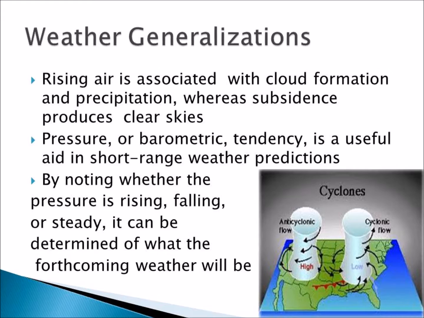Weather generalizations. Meteorologists determine that with a low or cyclone, they have converging surface winds and rising air, which result in cloudy conditions. And highs or anticyclones typically have diverging surface winds and descending air, which leads to clear skies and fair weather. Now, this is great for short-range weather predictions. However, it is still difficult to map out for big tropical storms as they are constantly changing.